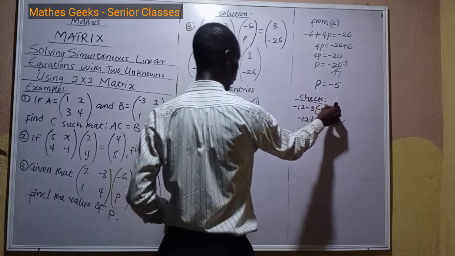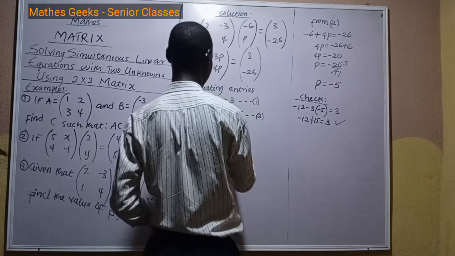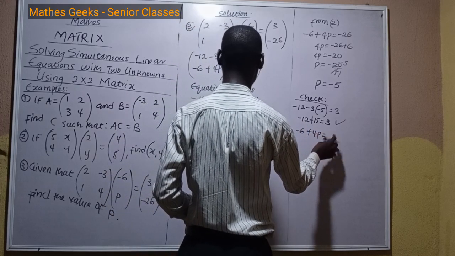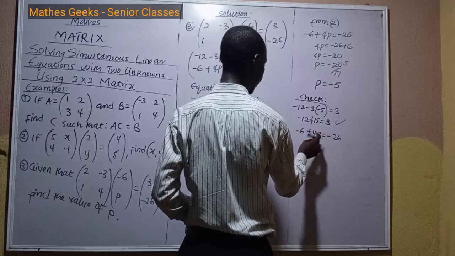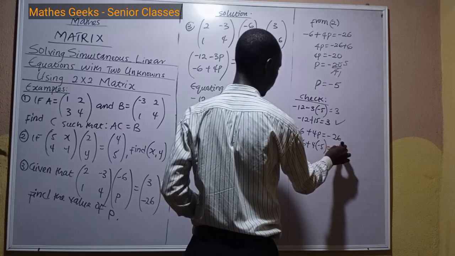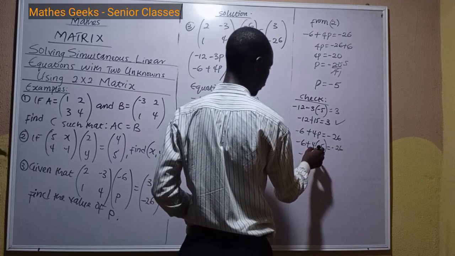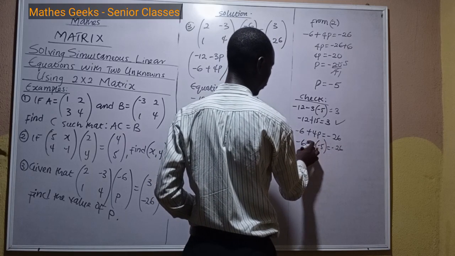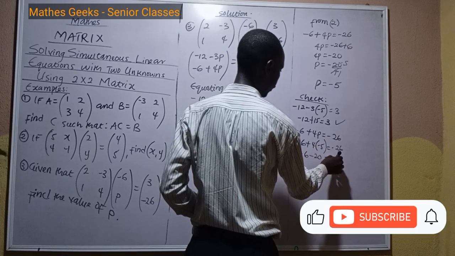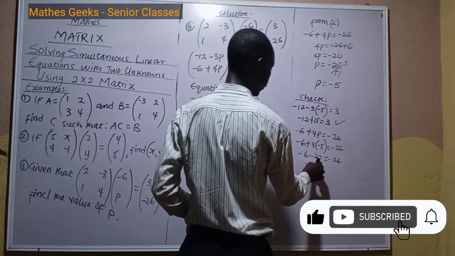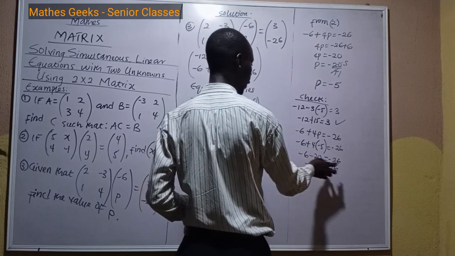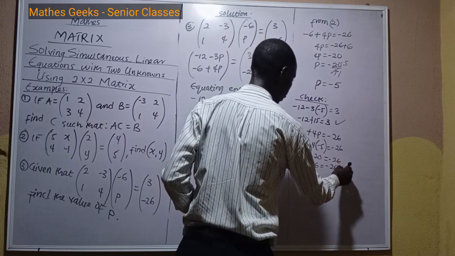Check equation 2. Minus 6 plus 4p equals minus 26. p is minus 5, so this is minus 6 plus 4 times minus 5. Plus times minus is minus, 4 times 5 is 20. Minus 6 minus 20 is minus 26, equal to minus 26. So the left hand side of the equation is equal to the right hand side of the equation. So it's checked.